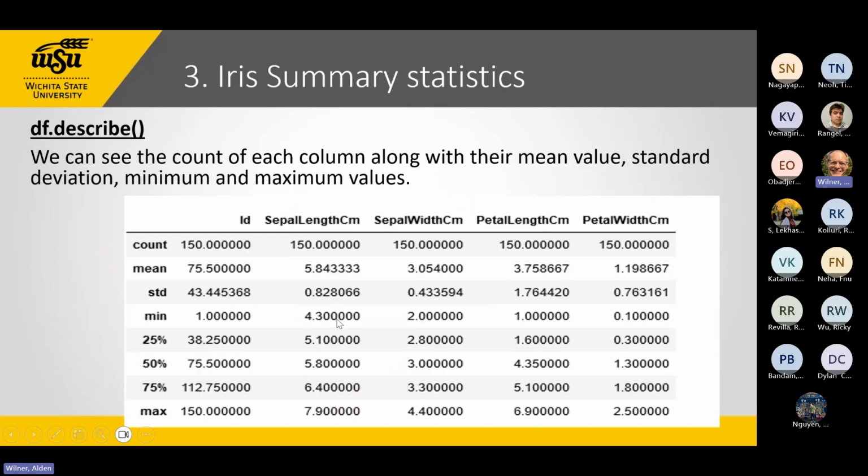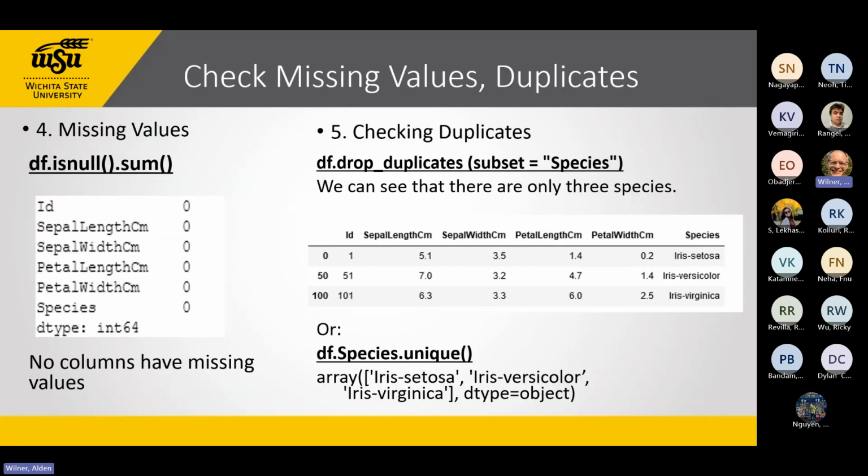Sepal length and sepal width, a little bit more useful here. We can see the mean is 5.84 centimeters. We can see the minimum distance is 4.3 centimeters, the maximum 7.9. So we kind of get a feel for what the distribution of the data looks like, right? We can look for the isnull. Are there any null columns in there? We can look for duplicates.